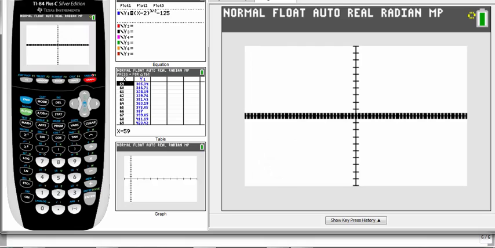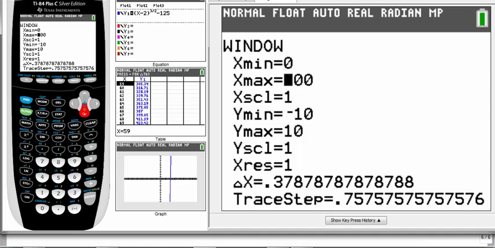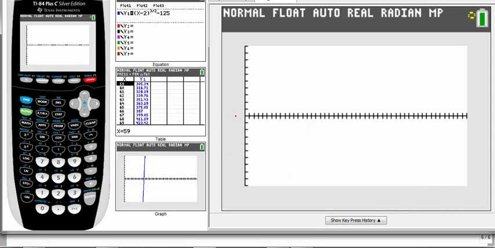So let's look for some roots. Oh, there's one. So it looks like I might have one root. There could be more. There's just one in this viewing window, and I want to figure out where that is. So let's go ahead and zoom in on this right hand side of the graph. So let's go window, x min is 0. Let's do x max of 50. So here's 50 out here, 0 to 50.